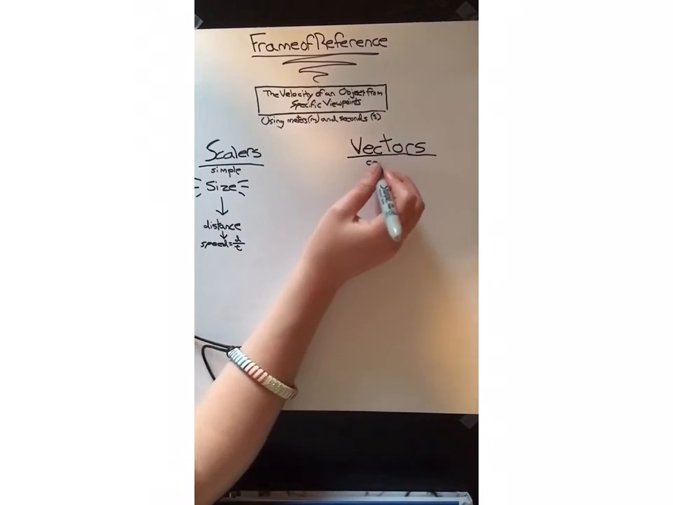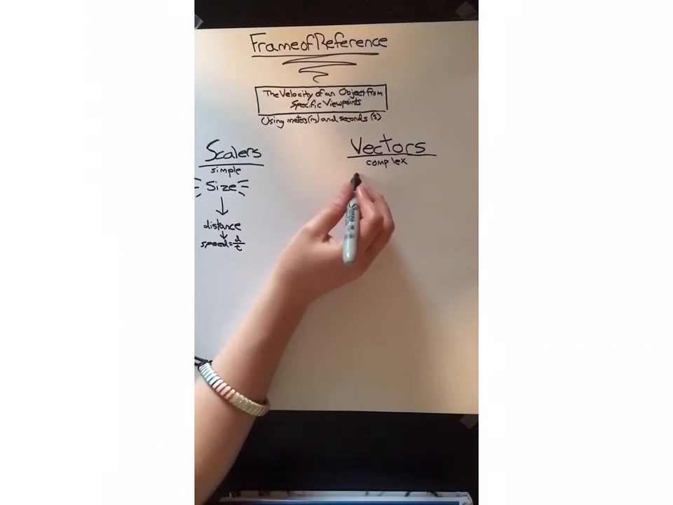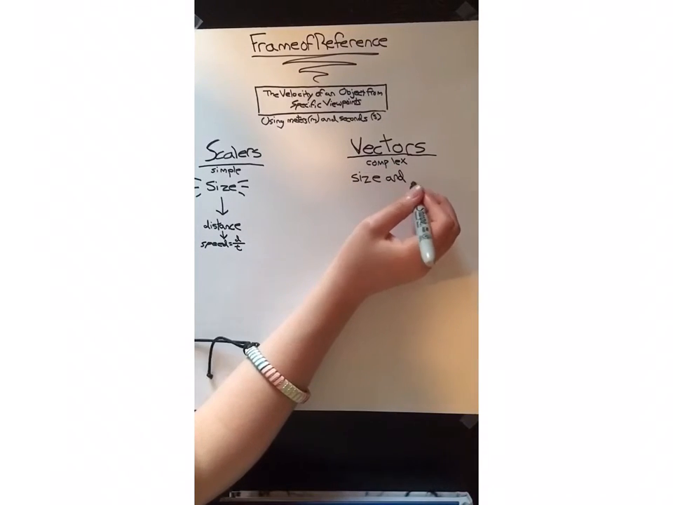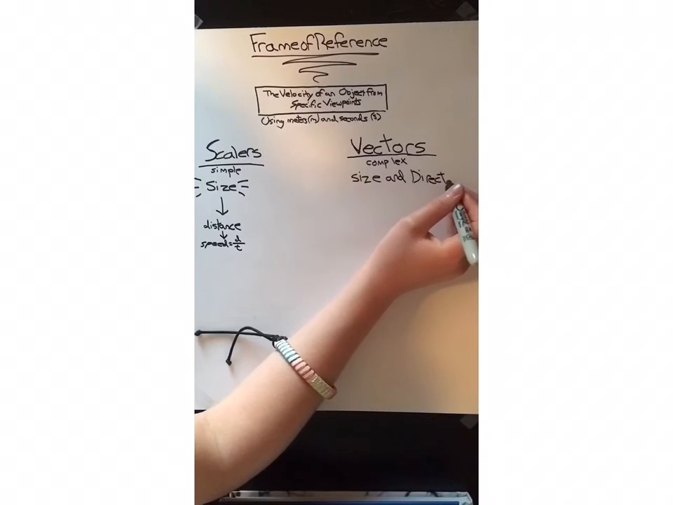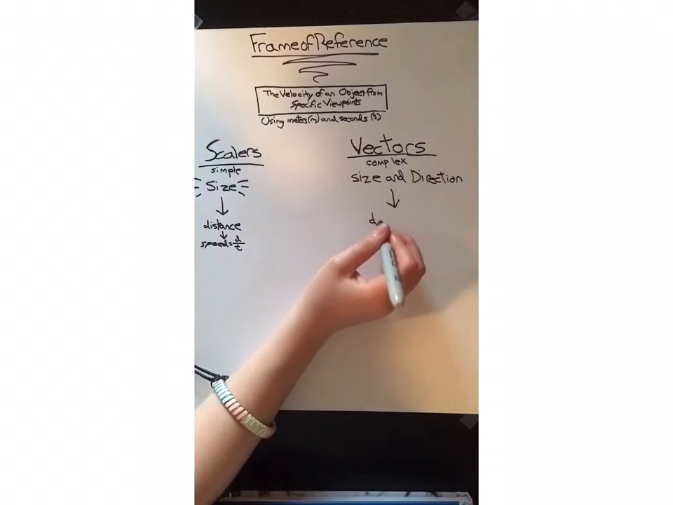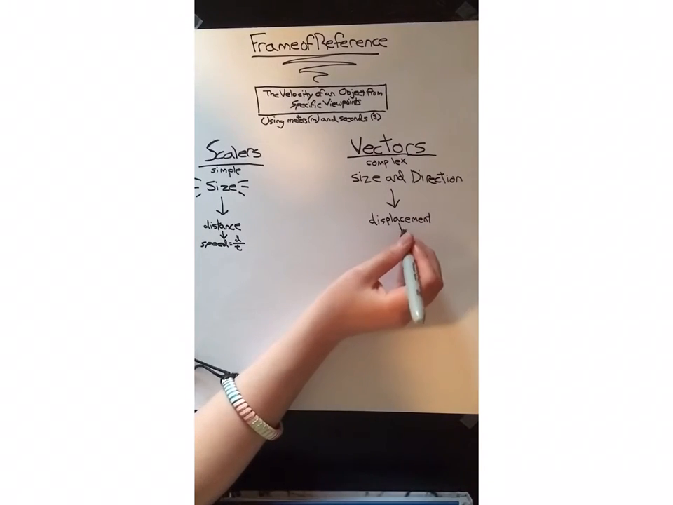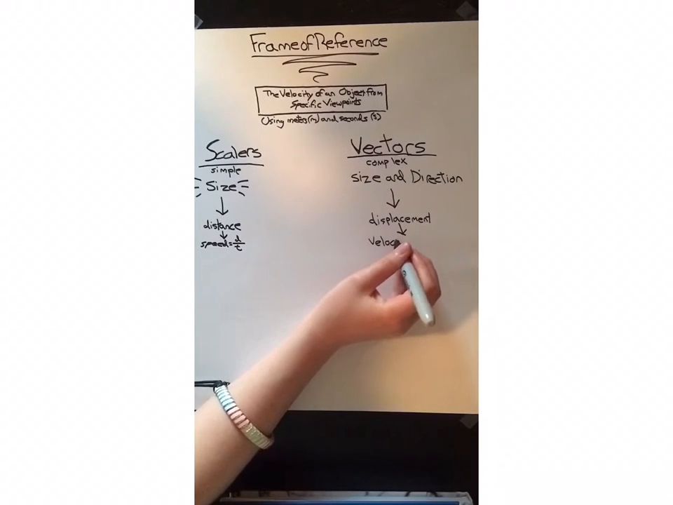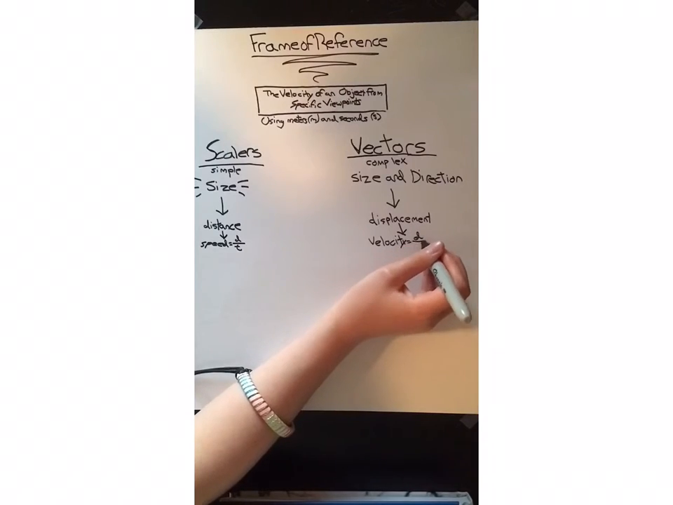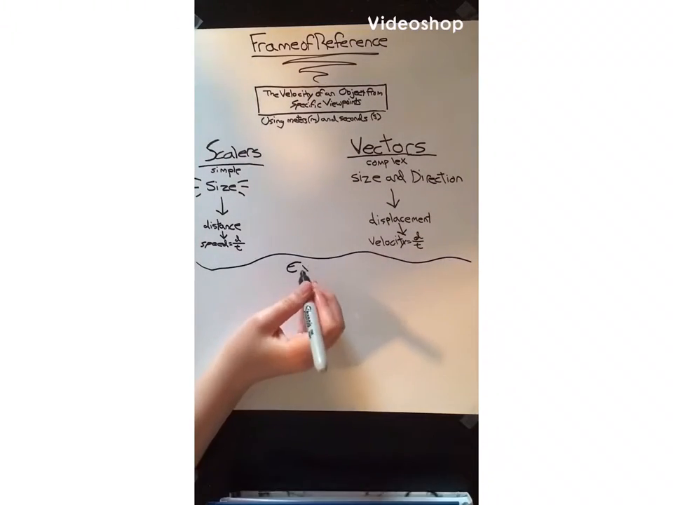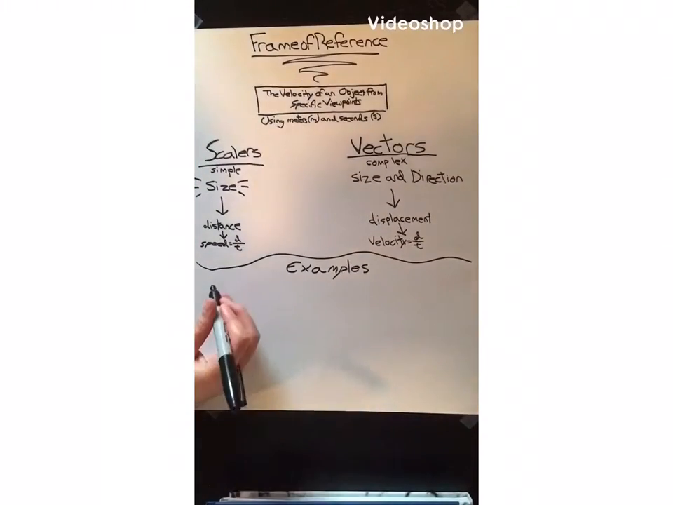Next, we have vectors. Vectors are complex and focus on both size and direction. How far the object travels is defined as displacement. The time it takes to cover the displacement is velocity. Velocity is displacement over time.